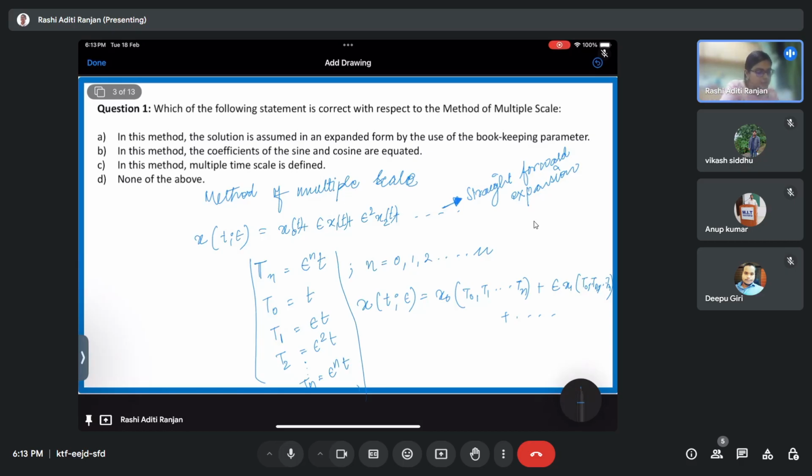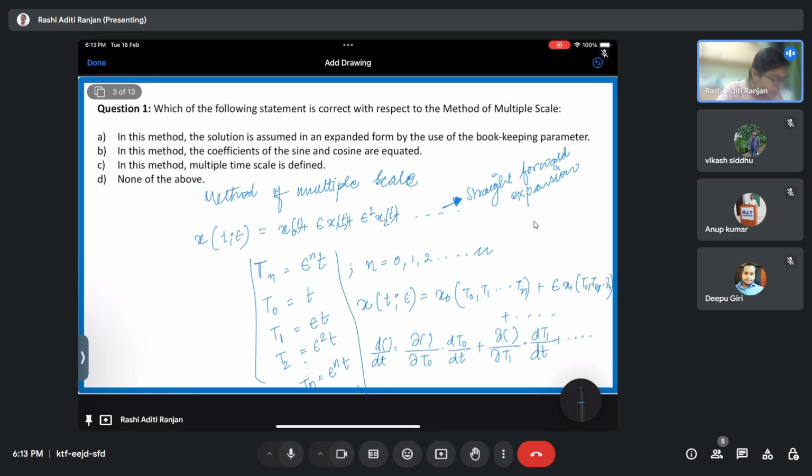Okay, so on the basis of this we can write further that d by dt is the partial differential of the function with respect to T naught, and likewise I can write the partial differential with respect to T1 and then dT1 by dt.